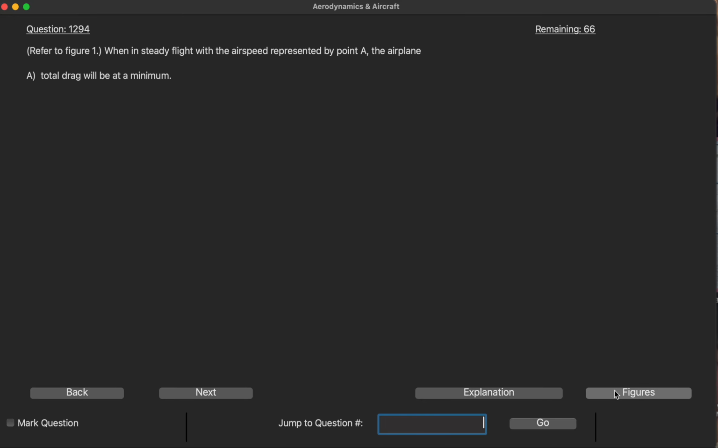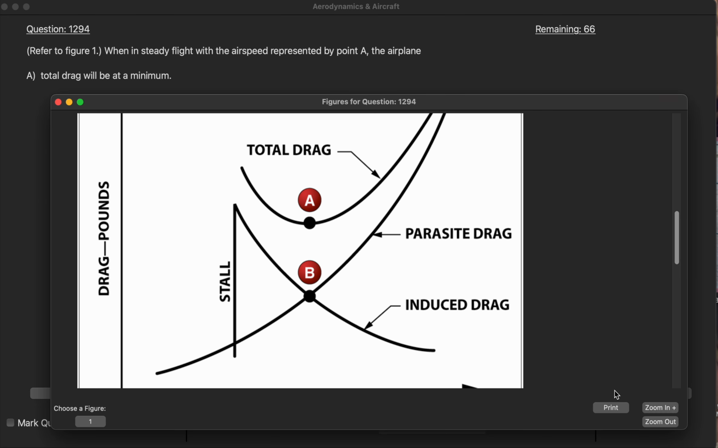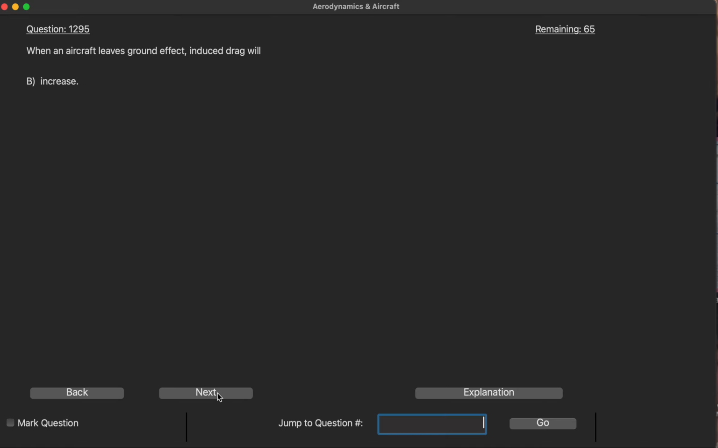Refer to Figure 1. When in steady-state flight with the airspeed represented by point A, the airplane total drag will be at minimum. When an aircraft leaves ground effect, induced drag will increase.